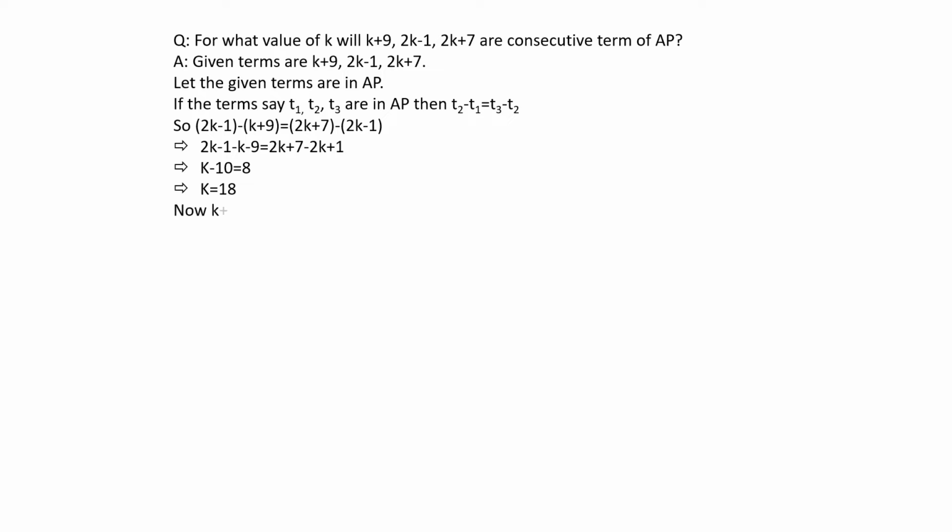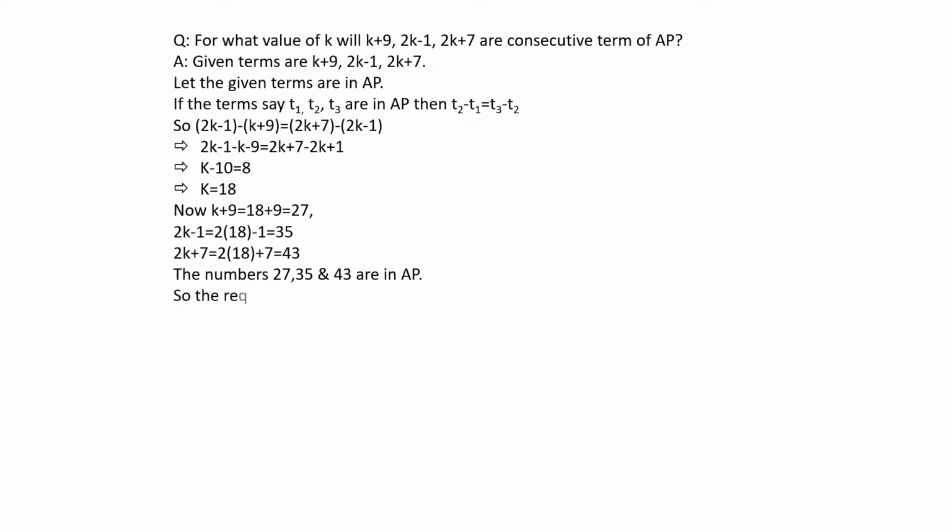Or k equals 18. Now k plus 9 is 18 plus 9, which is 27, and 2k minus 1 is 2 into 18 minus 1, which is 35, and 2k plus 7 is 2 into 18 plus 7, which is 43. So it is clear 27, 35 and 43 are in AP. That means the required value of k, 18, is the answer.